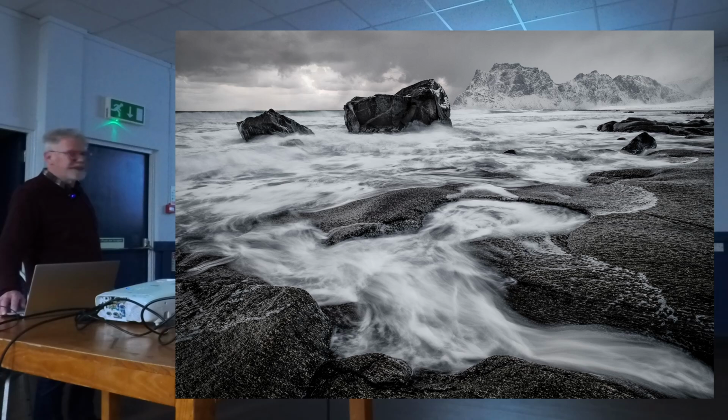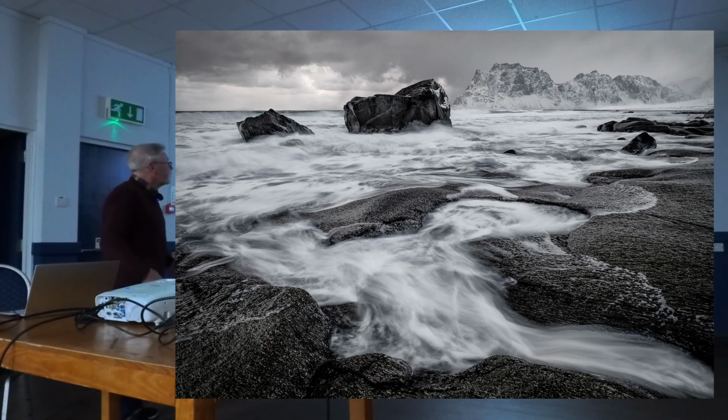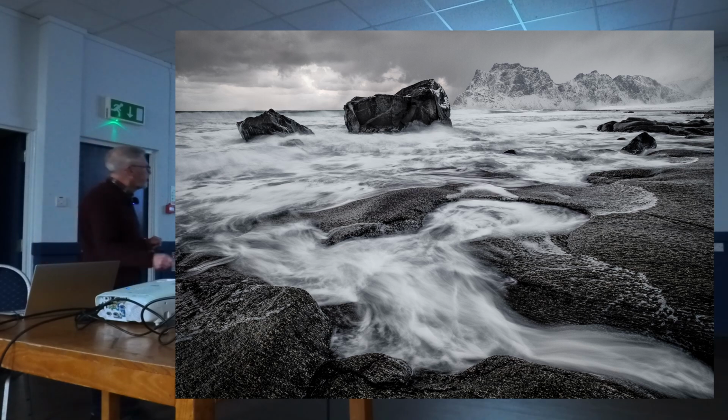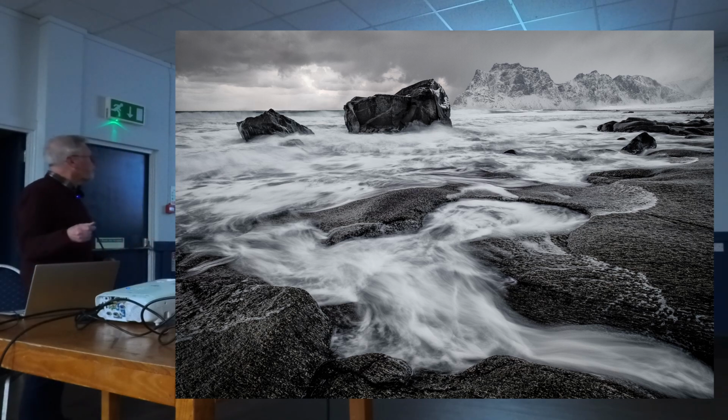This is one of mine. So here's a compositional trick that we all use. It's very hackneyed, but we've got a leading line, and this leads your eye into the picture. But in this case what I've done is a slow exposure as the tide goes out. I don't know what it was, quarter of a second, half a second perhaps, and it's created that effect.